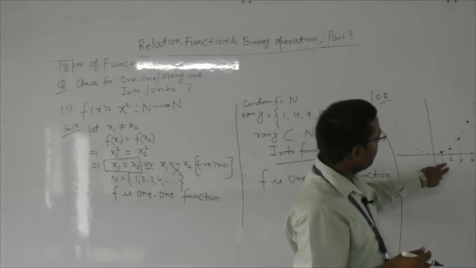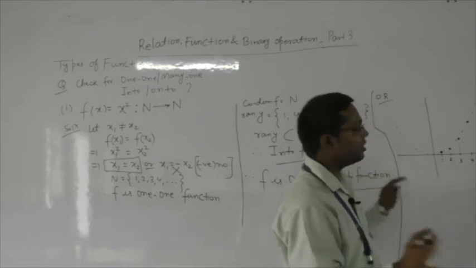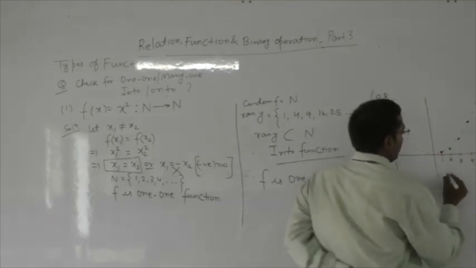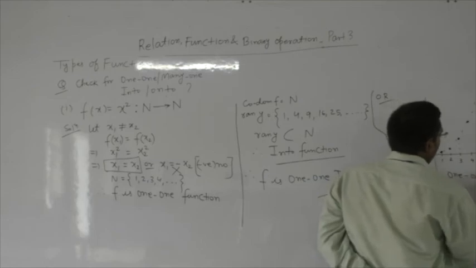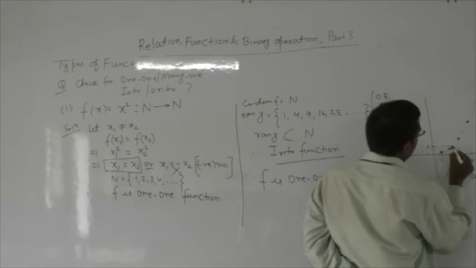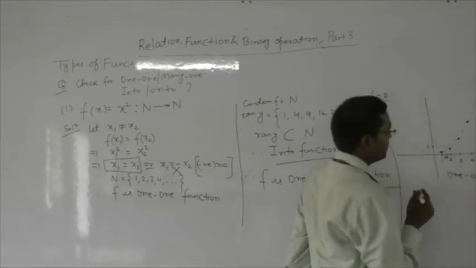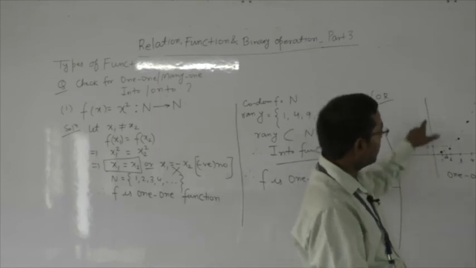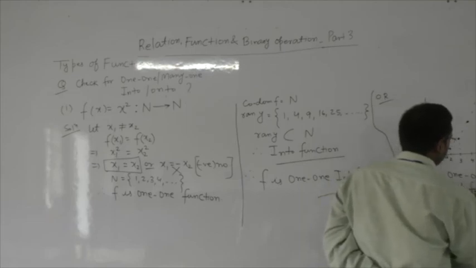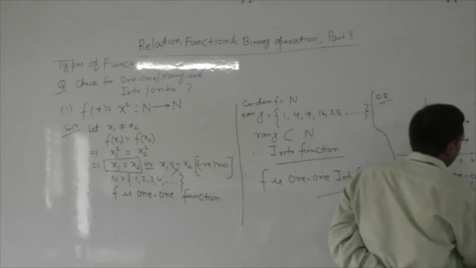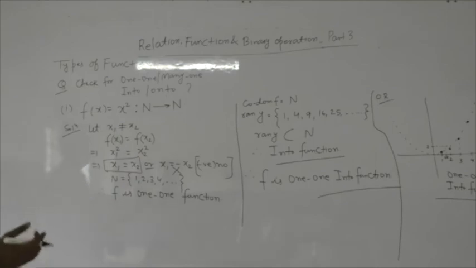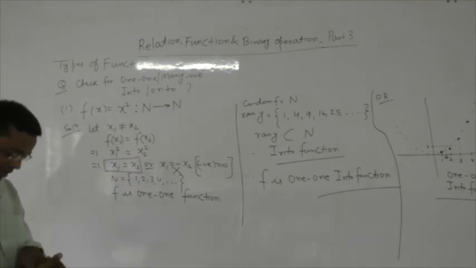Now see, for 1 we are getting 1, 2 has 1 image, 3 has 1 image. So this is one-one. Also, suppose here we have 2. So 2 will correspond to root 2, but root 2 is not there in the domain. So all the range does not belong to the codomain, hence it is an into function, right? So that is one-one onto function, one-one into function, many-one. These are the types of the functions.